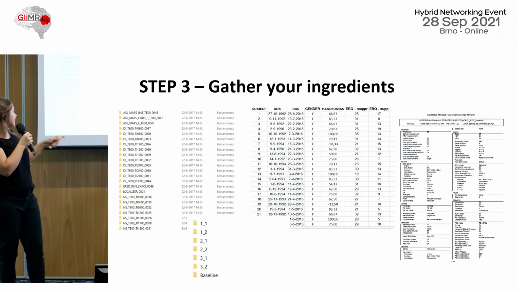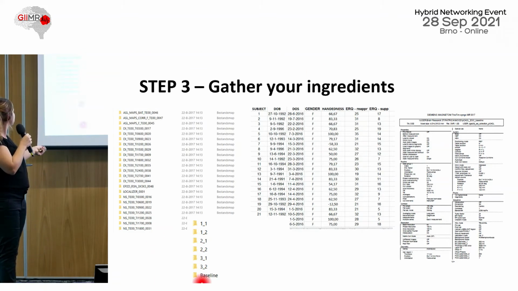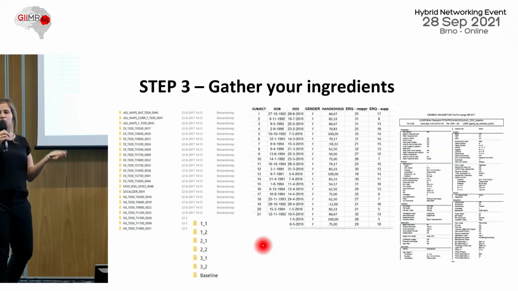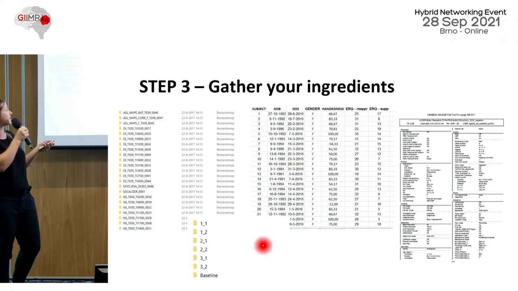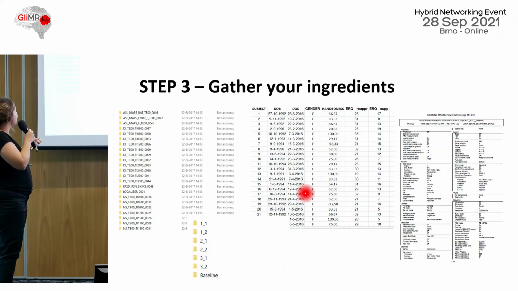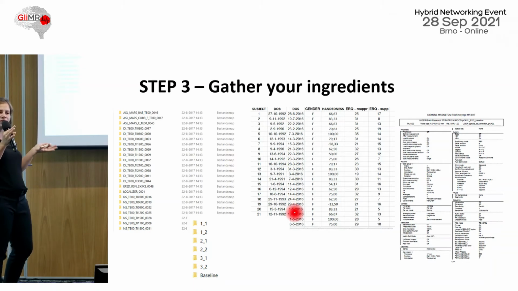Here, for example, is the structure for one subject. I had several runs. You need to know how many runs you have, how many times the subject was scanned. This is an example of all the subjects I have, and I also have a lot of additional information. Like I said, it's not per se necessary to add all this information, but it's very nice to add it if you want to share it.